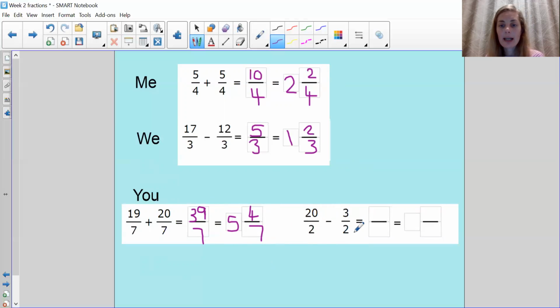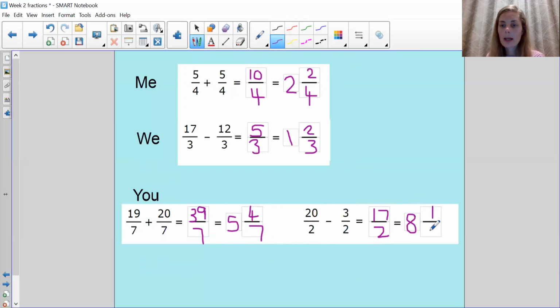Right, happy days. The bottom numbers are the same. My denominators are alike, so I can simply subtract the top numbers. So 20 minus 3 is going to be 17, and I leave the 2 at the bottom. So 17 halves. 2 goes into 17. How many times? And I'm going to say 8. Oops, wrong block. Right. So I'm going to go 2 goes into 17 8 whole times.